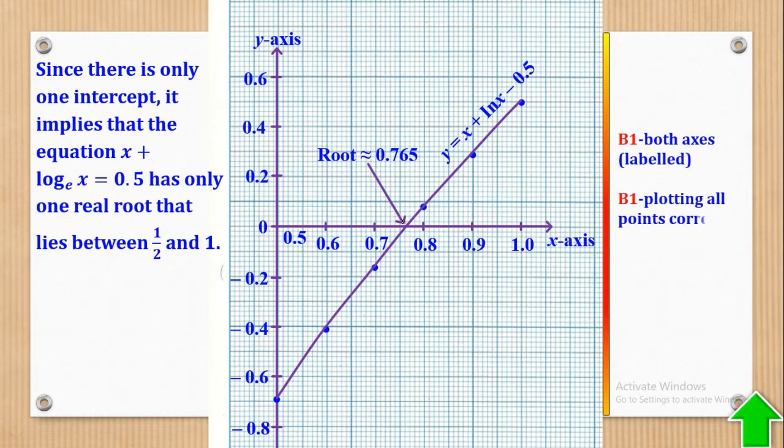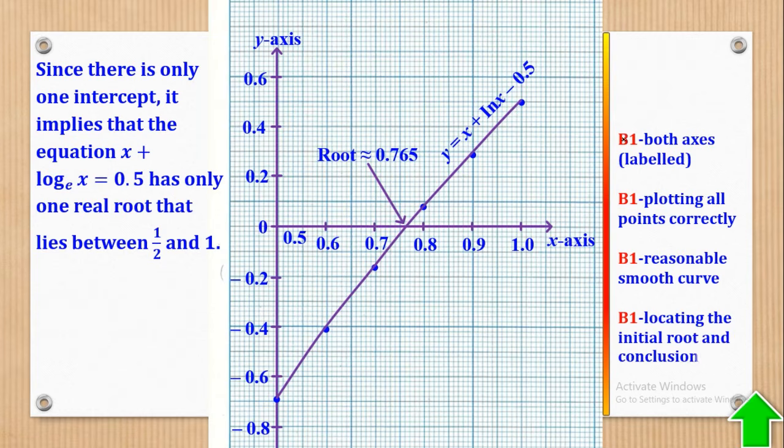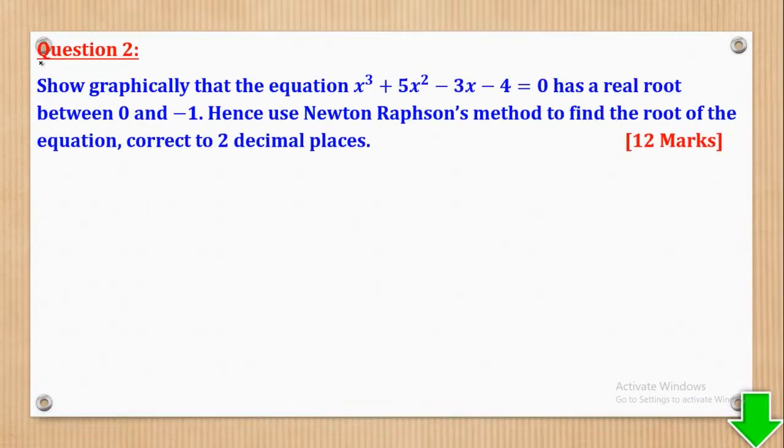Now let's see how much can be awarded. B1 for axes, B1 for plotting points correctly, B1 for the reasonably smooth curve, B1 for locating the root, and concluding. So that was question 1.